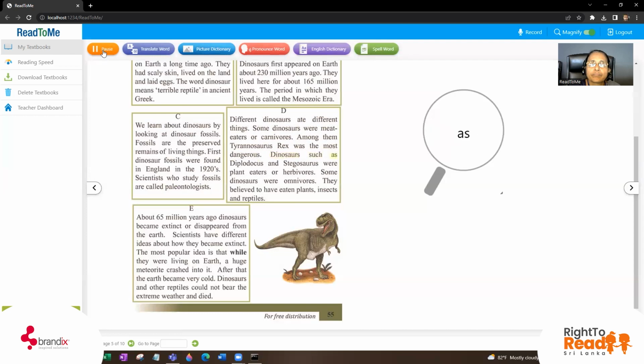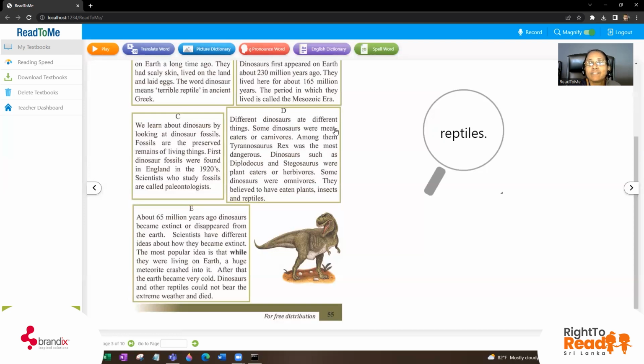Other dinosaurs, such as Diplodocus and Stegosaurus, were plant eaters or herbivores. Some dinosaurs were omnivores. They are believed to have eaten plants, insects, and reptiles. Yes, different dinosaurs ate different things.